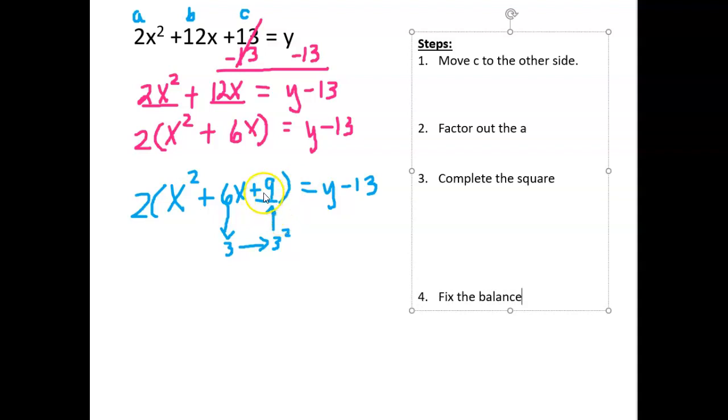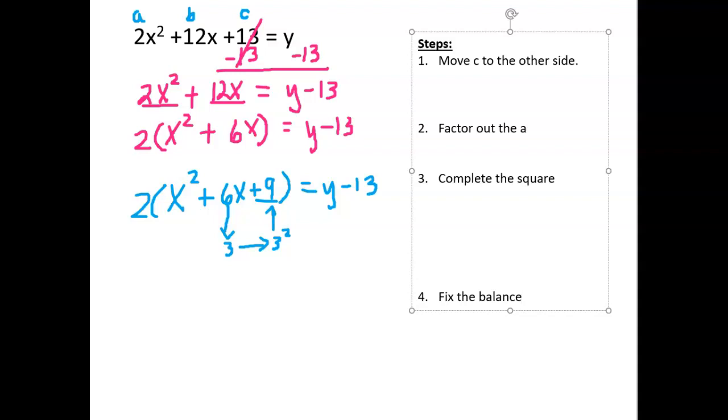So you might be thinking, well, okay, we put a 9 on this side, so let's just put a 9 on this side and that'll balance it. Well, that's good thinking, but that's not quite enough. The reason is because you might notice that this 9 is in parentheses, and everything in these parentheses is being multiplied by 2. So actually, by putting a 9 in here, we actually put 2 times 9 on this side, which is 18. And that's what we need to add to the other side.